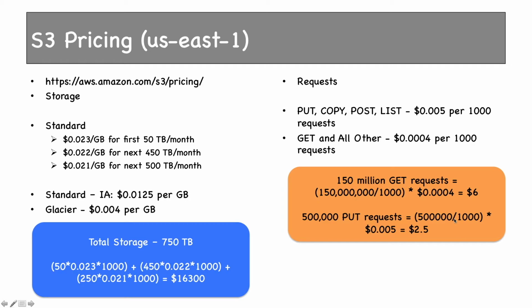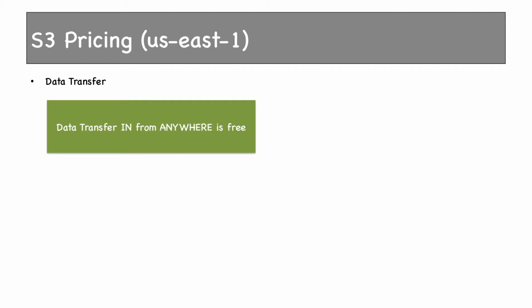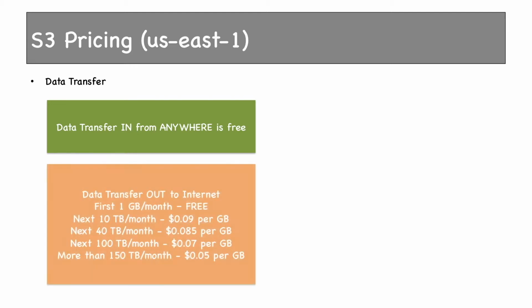These are only the number of requests. Then we have data transfer. So the put and get, those are the requests. When you are putting data, actually you are transferring data into S3, and when you are getting data, you are transferring data out of S3. Data transfer in from anywhere is free. That means if you are uploading data to S3, or putting files in your bucket, that would be free. But downloading files are not free.